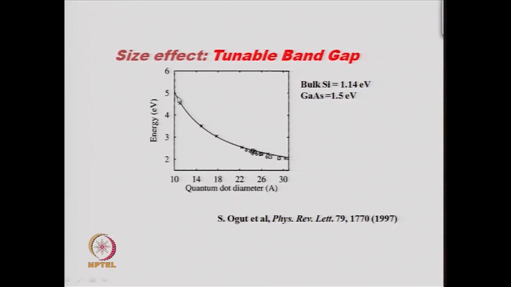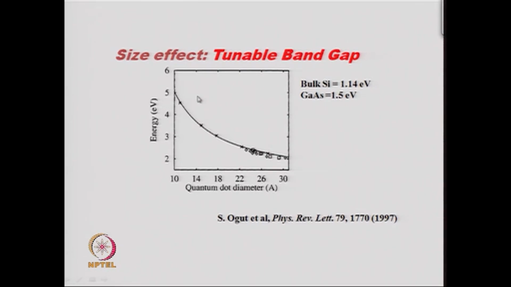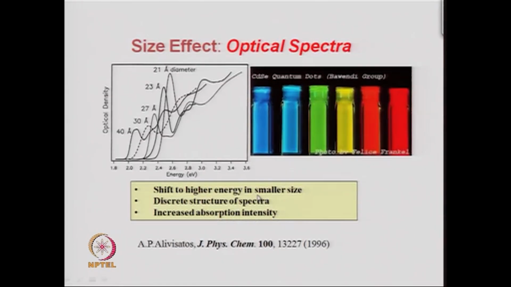So, you can vary a considerable amount, say around 3 electron volts in this particular semiconductor, by just varying the size or the diameter of the particle. Now, this change in the diameter and the band gap reflects in its colors.